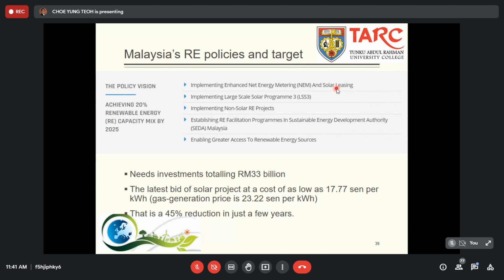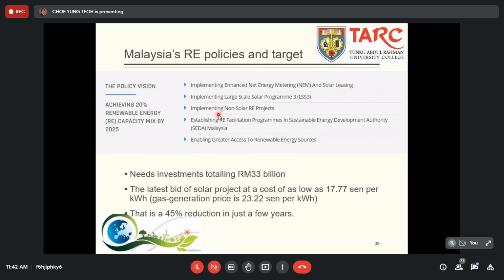Okay. And then next one is the implementing large scale solar program, LSS. This is mostly for commercial. Maybe the solar company wants to invest in this, then they can take part. Again, they give incentive or tax exemption like this.